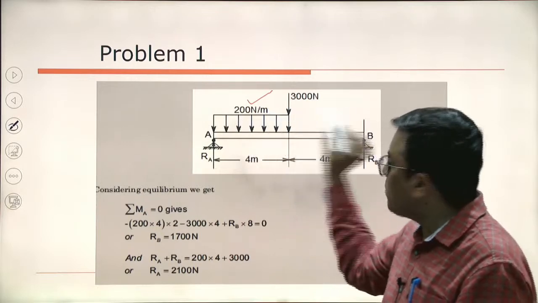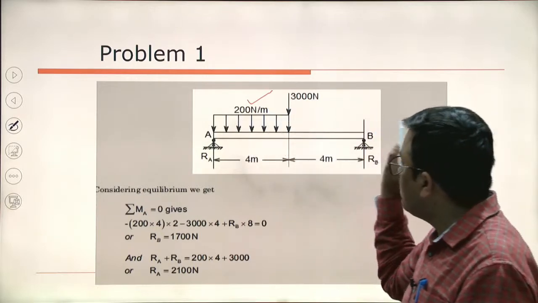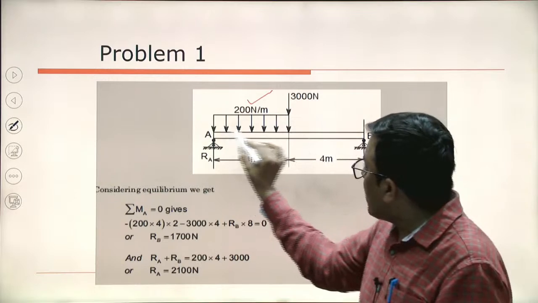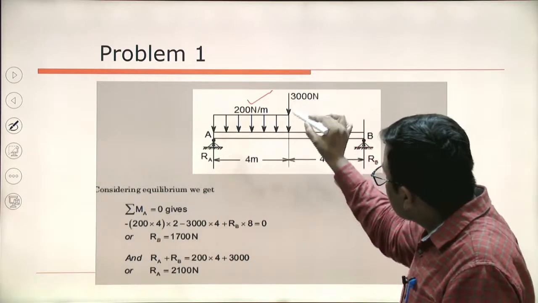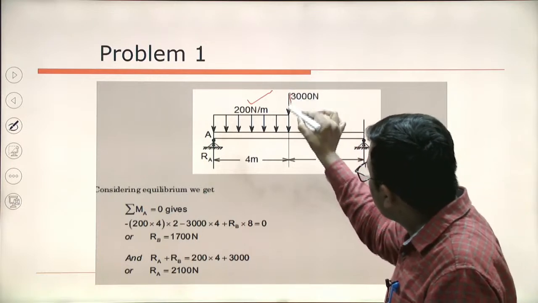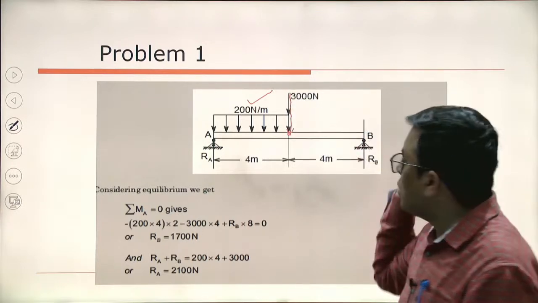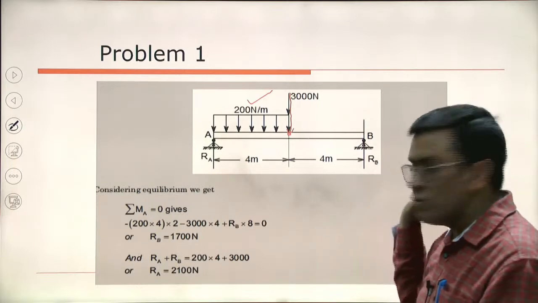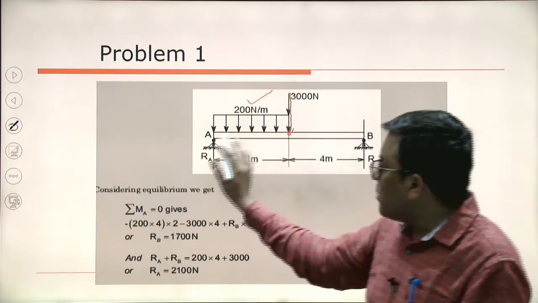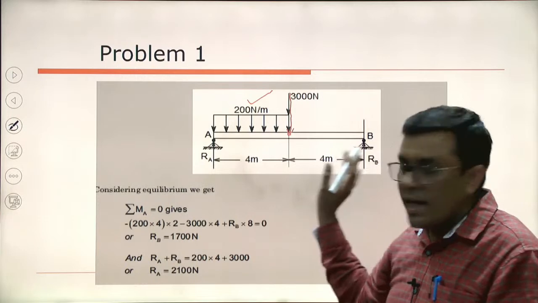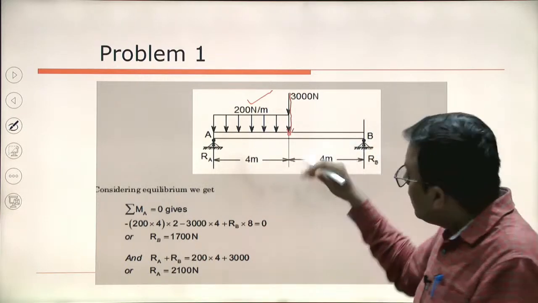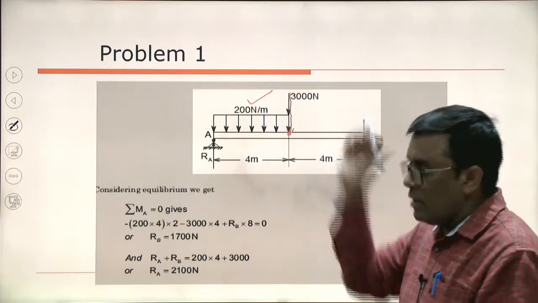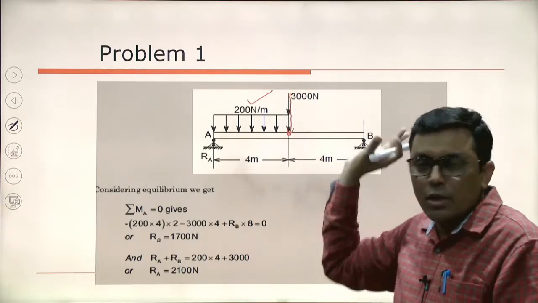सो 200 न्यूटन पर मीटर, दैट इज द यूनिफॉर्मली डिस्ट्रीब्यूटेड लोड which is spread over 4 meters. At the 4 meters of length, there is one more force which is 3000 Newton. Okay, so this is the loading condition. Simply supported beam, supported at ends A and B. ध्यान से देखिएगा, बहुत सिंपल क्वेश्चन. देन लास्ट में एक क्वेश्चन करेंगे, वो थोड़ा सा अच्छा वाला करेंगे, पहले बिल्कुल आसान सा क्वेश्चन कर लें.